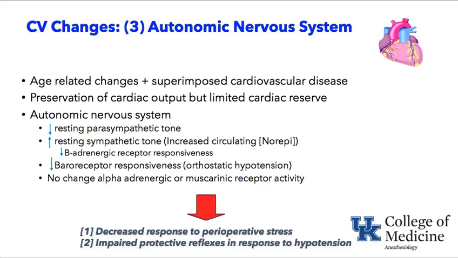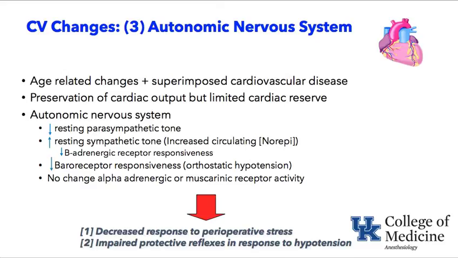In the autonomic nervous system, there are age-related changes also that can be superimposed on cardiovascular disease. Cardiac output tends to be preserved, as mentioned previously, but it's limited in its ability to crank up and produce high cardiac outputs when stressed. There tends to be a decrease in resting parasympathetic tone and an increase in resting sympathetic tone, with circulating norepinephrine levels going up. And as previously mentioned, beta-adrenergic receptor responsiveness is decreased, but the number itself does not change per se.